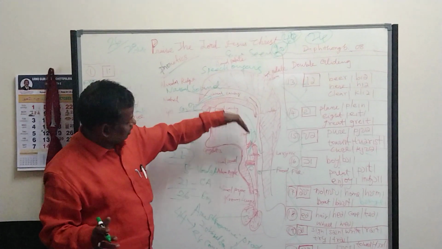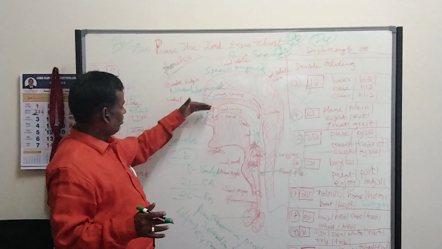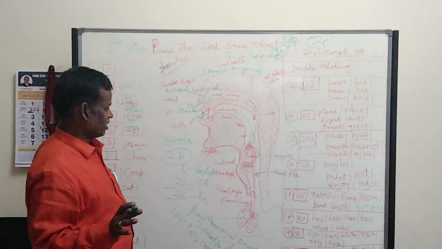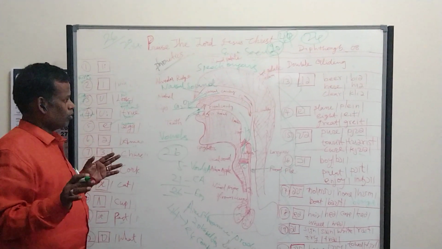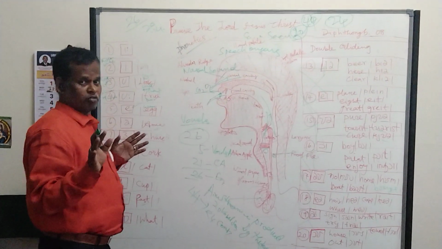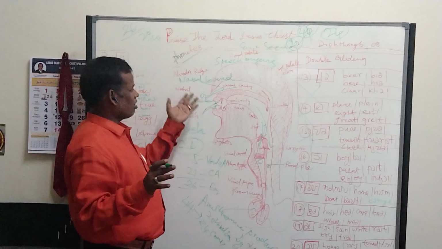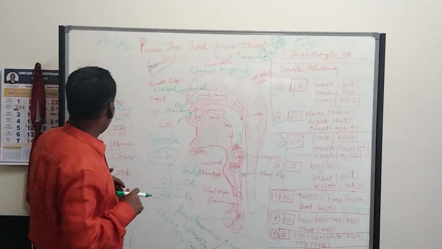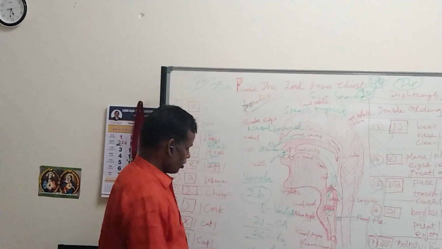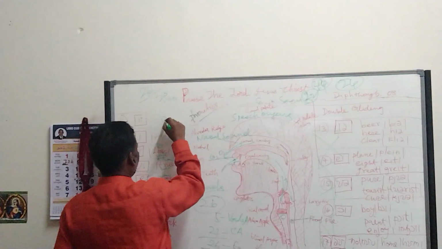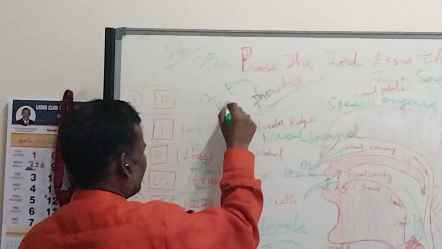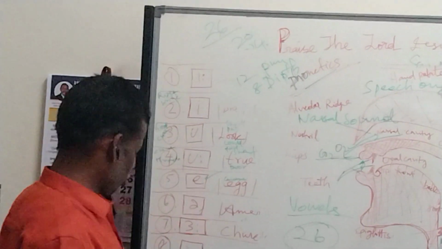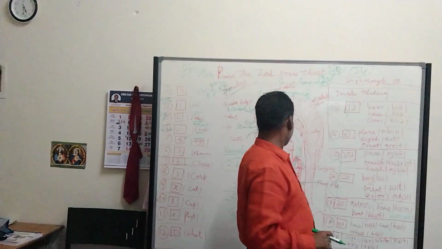Without any friction or blockage, when air comes out through the mouth, that is called a vowel sound. Today I am going to discuss only the vowel sound. I am not going to discuss nasal sounds or consonant sounds, which have several categories. In the vowel sound we have 20 vowels: 12 pure vowels and 8 diphthongs.